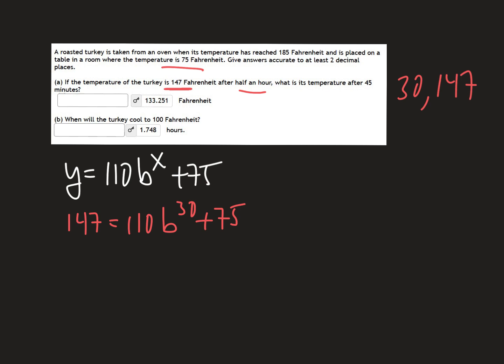So I'm going to subtract 75 and I'm going to get, oh my, I should be able to do that in my head. It's been rough this week.